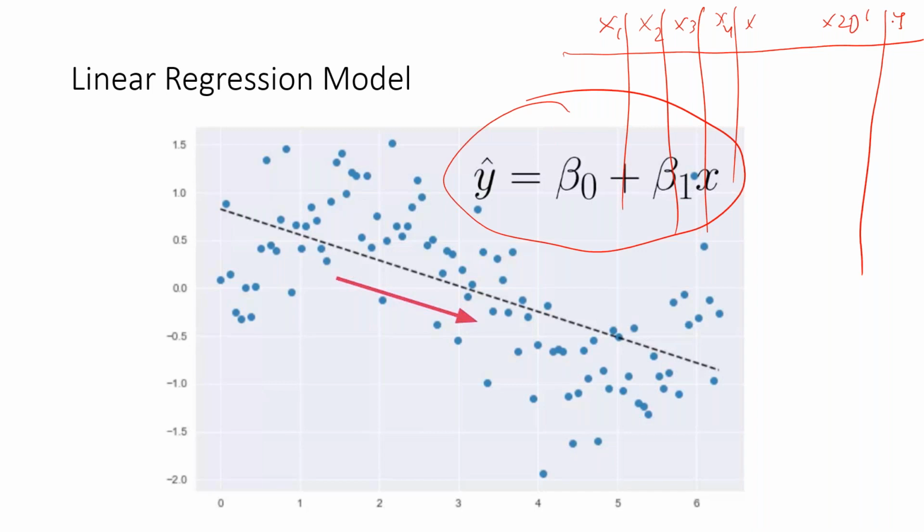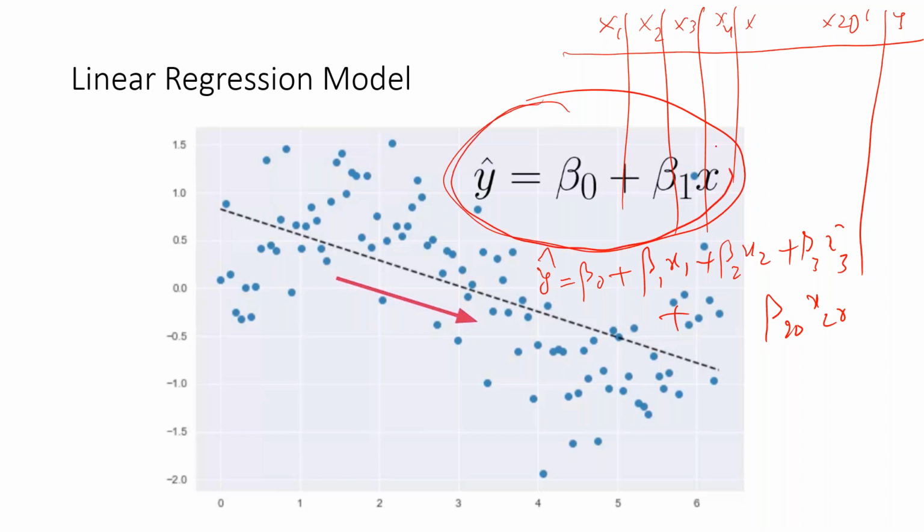So then a linear regression, what will be your typical linear regression equation? Y hat equal to beta 0 plus beta 1 x1 plus beta 2 x2 plus beta 3 x3 plus, go on till beta 20 x20. So this is again a linear regression, but the earlier one is a simple linear regression because one x only is there. But here more x's are there, more features are there. These are called multiple linear regression.